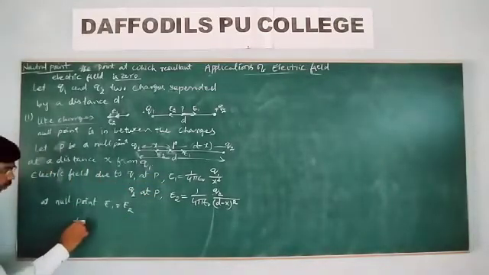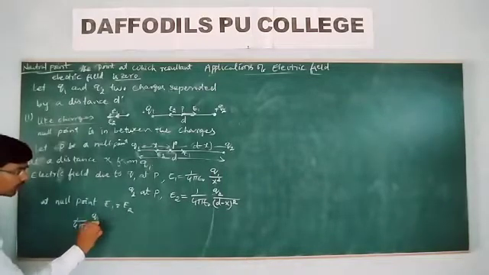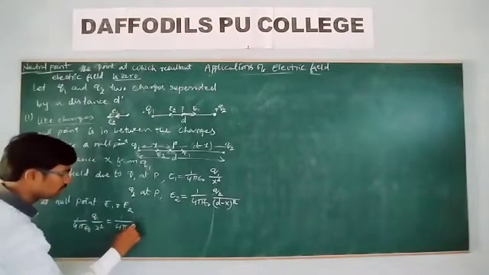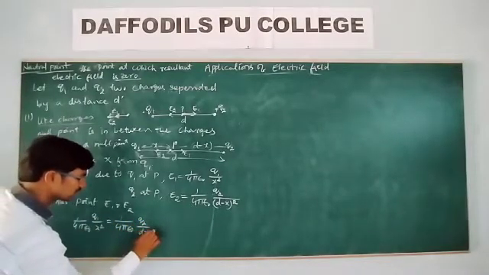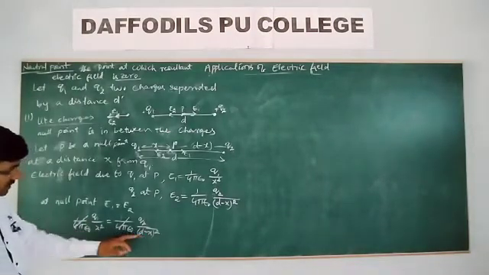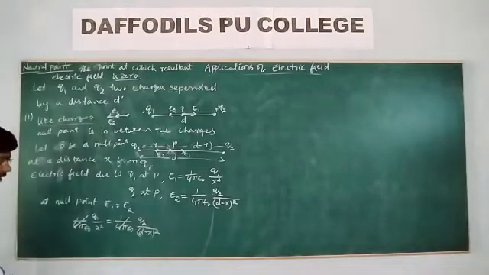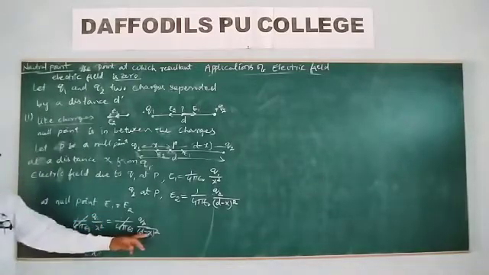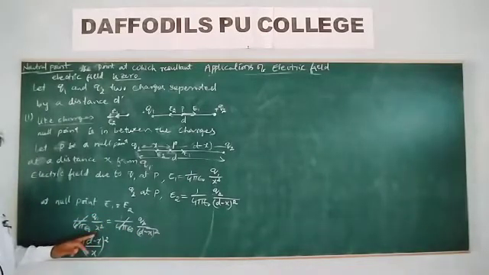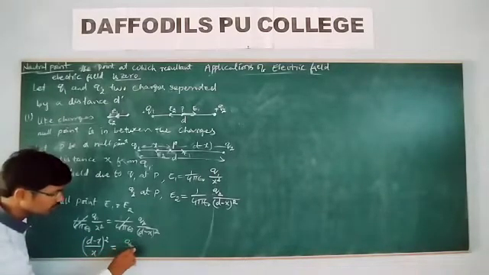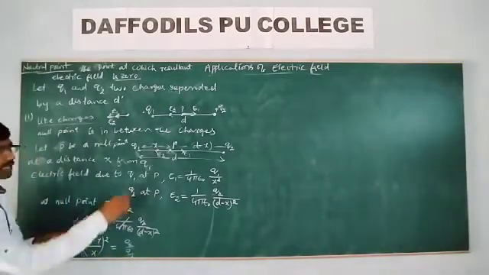That means equate 1 by 4 pi epsilon naught q1 by x square is equal to 1 by 4 pi epsilon naught q2 by (d minus x) whole square. The 1 by 4 pi epsilon cancel, and then you bring this (d minus x) square to this side and q1 to this side. Then ((d minus x) by x) whole square is equal to q2 by q1.